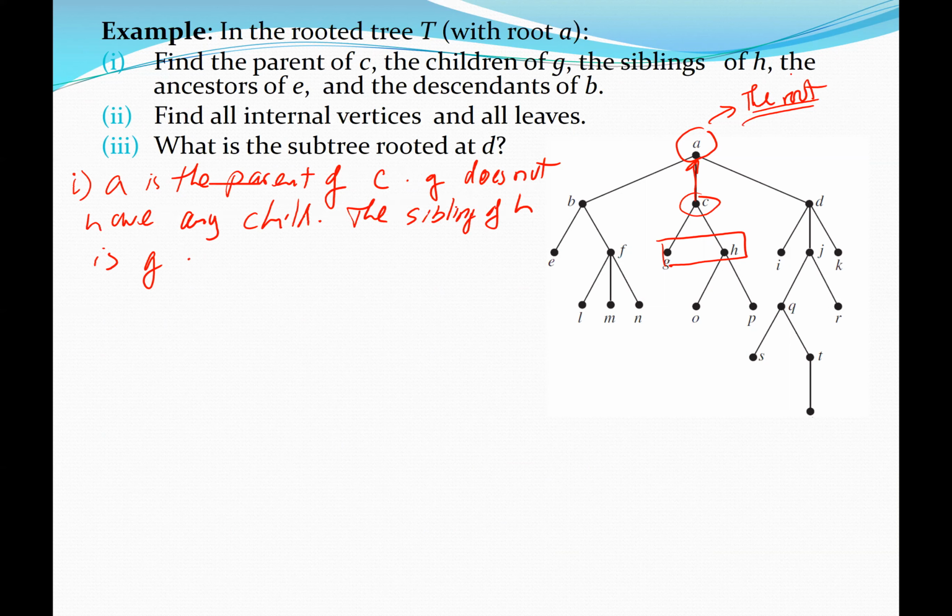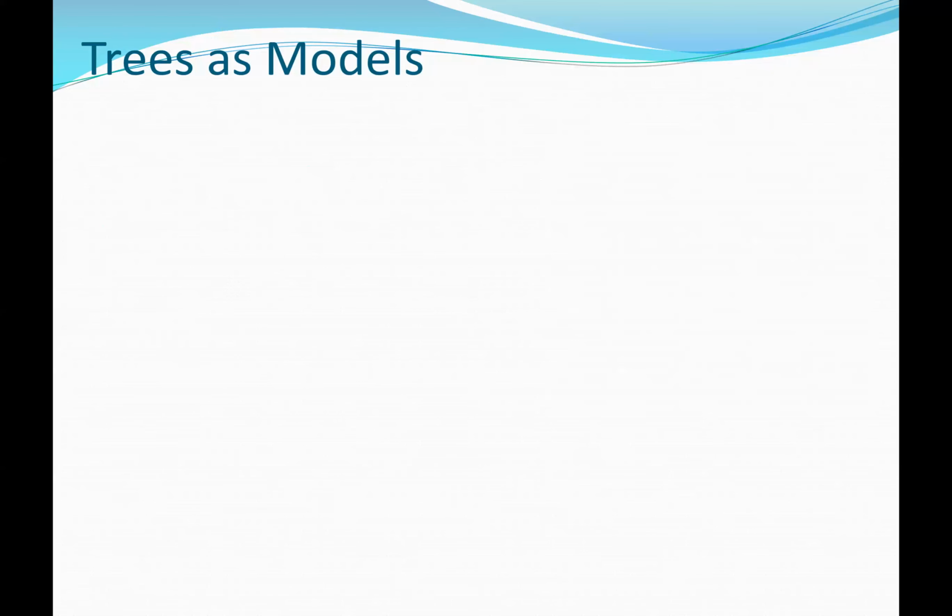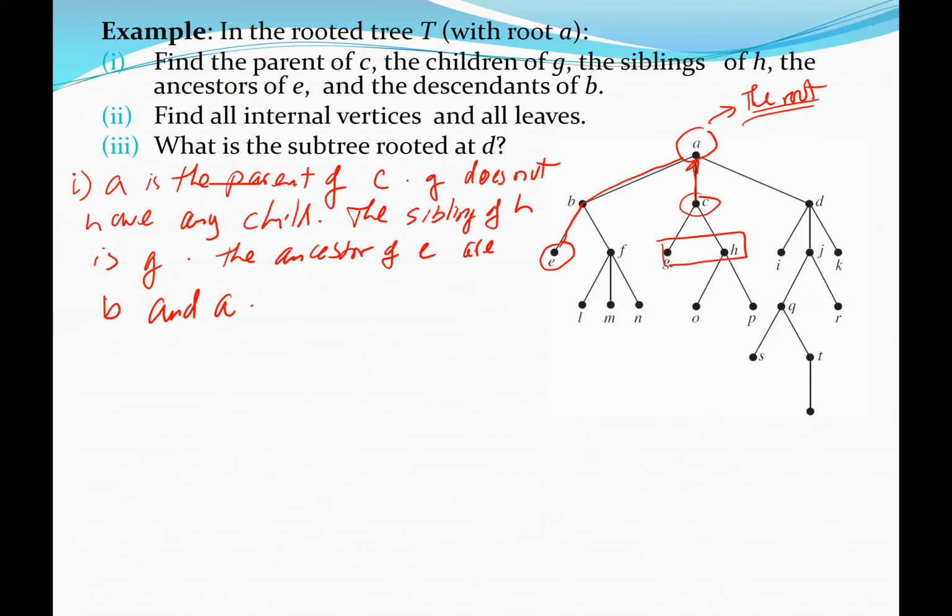And then the ancestor of E. So E goes back to B, and then B also goes back to A. So the ancestors of E are B and A, because there is a descending path from B to E, and there's also a descending path from A to E, which is A, B, and E. So the ancestors of E are B and A.